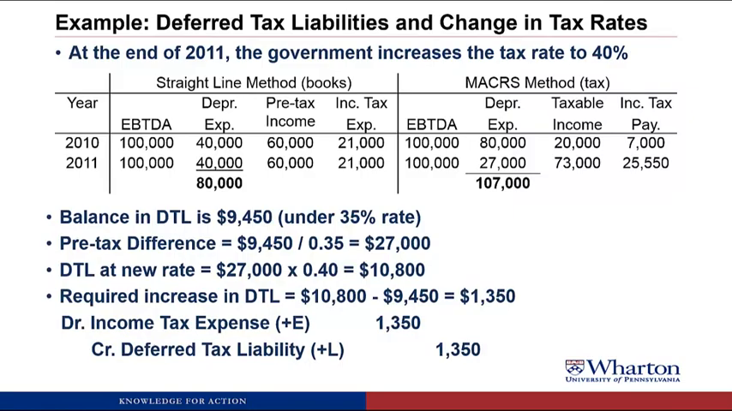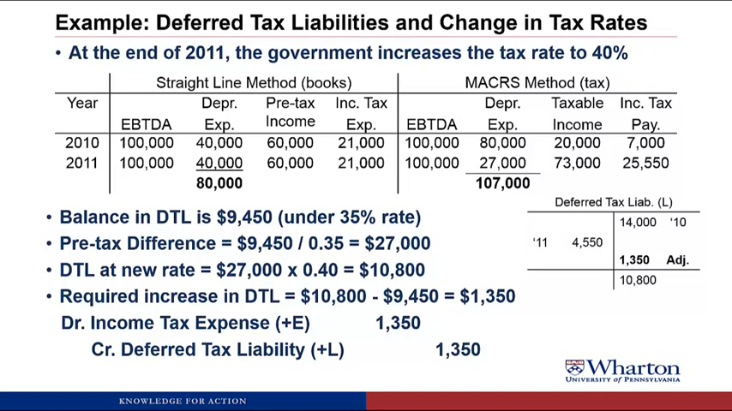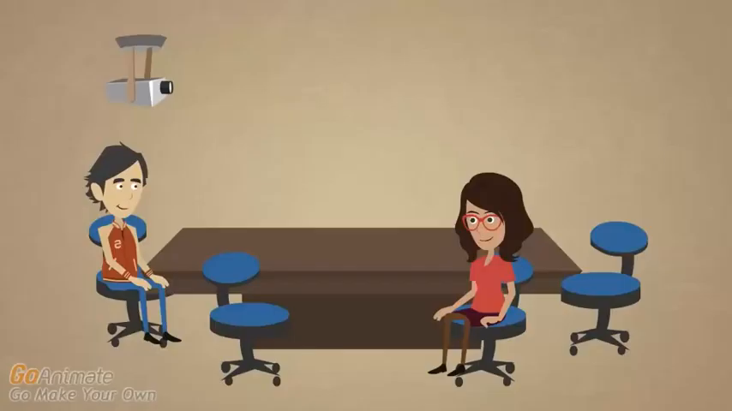So we're going to debit income tax expense by $1,350, credit the deferred tax liability by $1,350 to increase it to the balance of $10,800. And now at the end of 2011, we have the deferred tax liability that represents the future tax payments at 40%. And we have this extra income tax expense to make the adjustment.